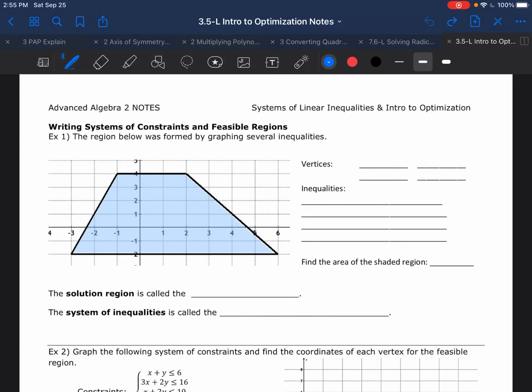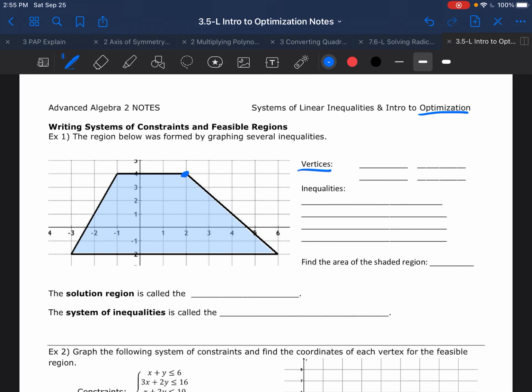All right, so in Algebra 1, you learn how to graph systems of linear inequalities. In Algebra 2, we look at applications of this, and one application of linear inequalities is called optimization. Starting with example 1, it says the region below was formed by graphing several inequalities. The first thing we're going to identify is the vertices.